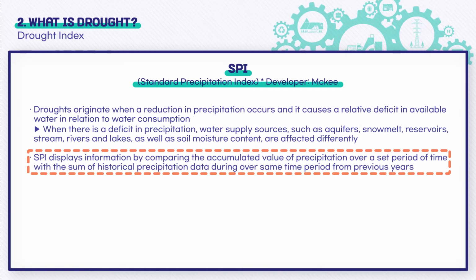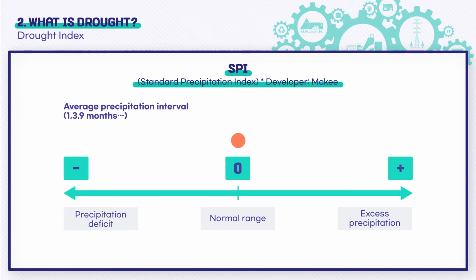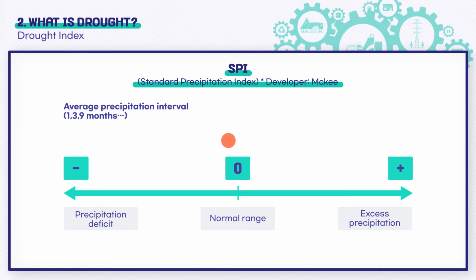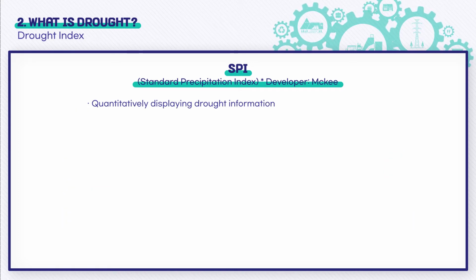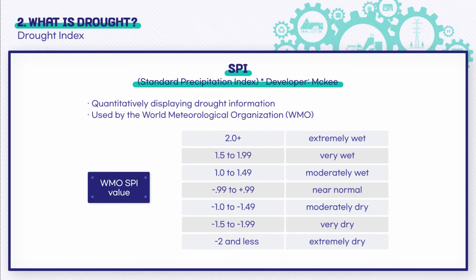SPI displays information by comparing the accumulated value of precipitation over a certain period, such as 1 month, 3 months, 6 months, or 12 months, with the sum of historical precipitation data over the same period of time from previous years. SPI displays a negative, 0, or positive value when precipitation is lower, similar, or higher respectively. SPI, used to quantitatively display droughts, is the most commonly used drought index in the world and is used by the World Meteorological Organization, WMO.